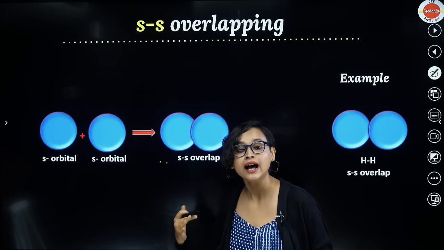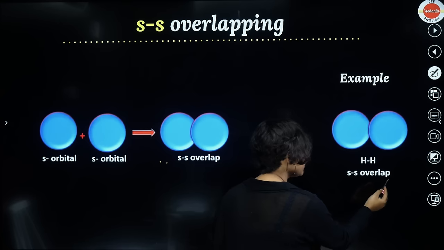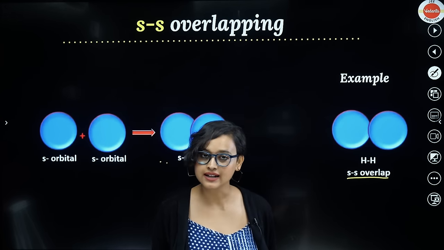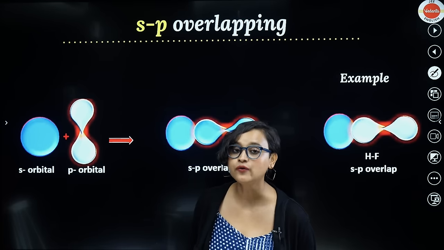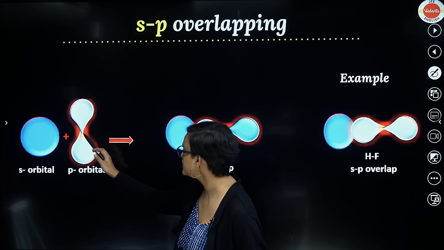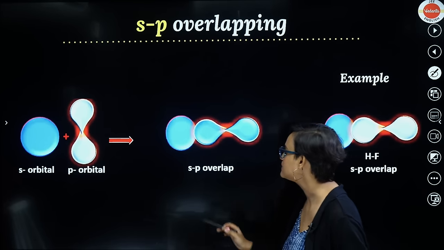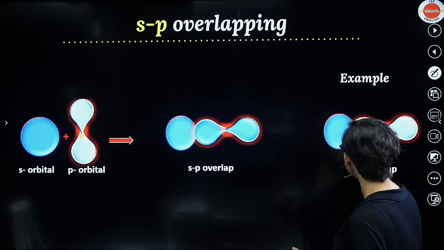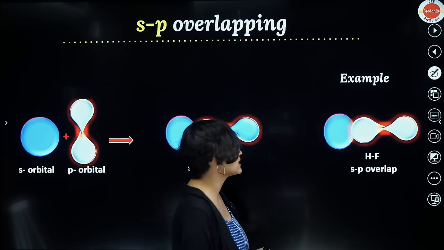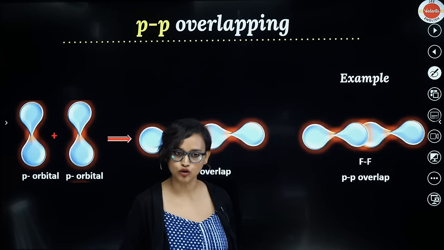No direction. And the easiest example is HH. They only have S orbitals, right? So obviously it is going to be SS overlap. Now see, for S and P orbital, S and P can combine like this, or they can combine like this also, okay? All right, S plus P, they can combine like this. And here is the example. Example is HF. HF has a SP overlap. Okay, it has a SP overlap.